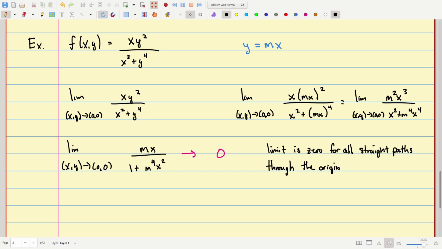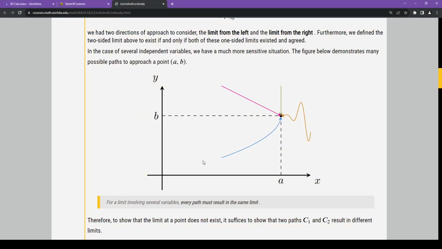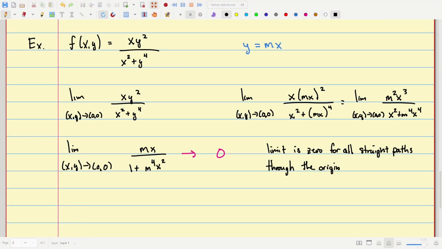Now, question, is that enough? It's not, because I don't have to approach the point on a straight line. So I have to worry about all these curvy paths, and there's no possible way for me to eliminate all of these things by going through them systematically. So we hope that there's a better tool here.